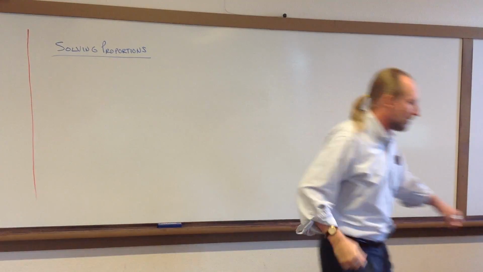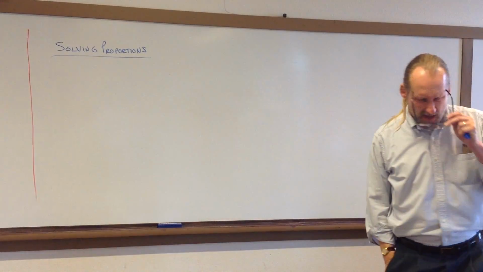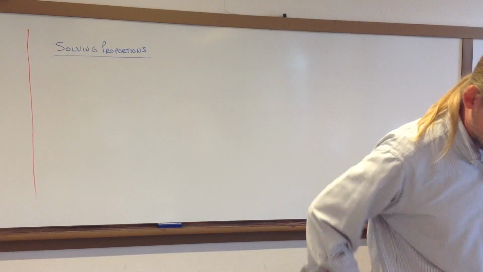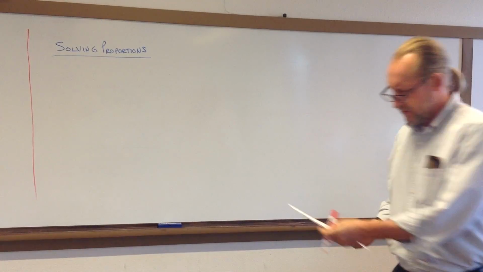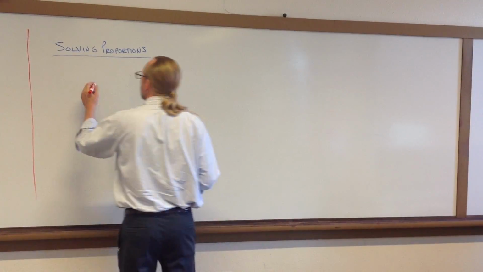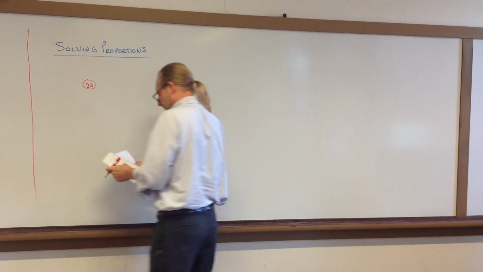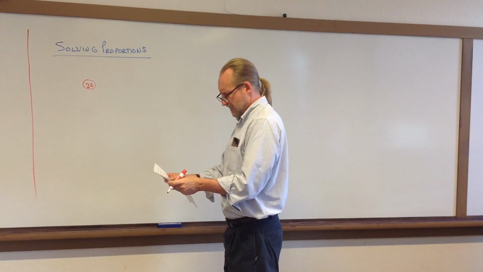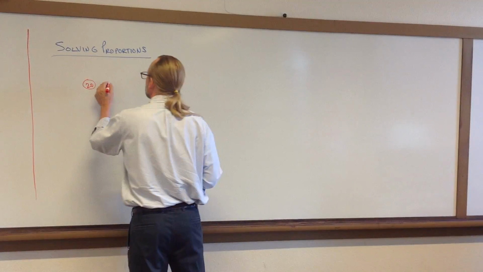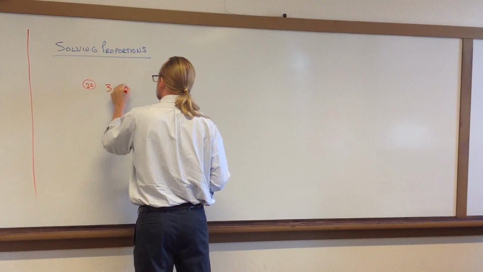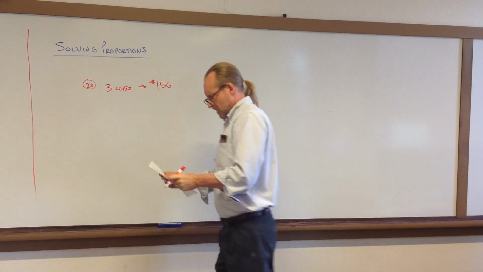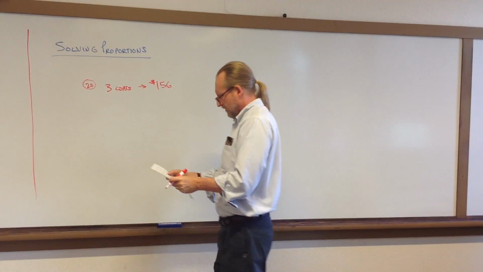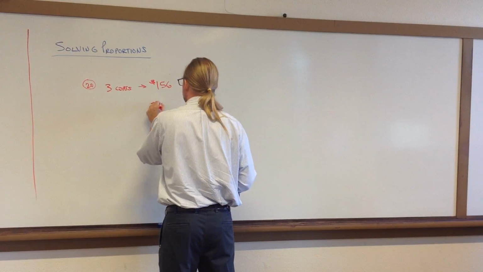All right, so that was problem 18. Let's see here. What else? Well, let's look at problem 20. So problem 20 is saying that 3 coats cost $156. And the question is, how many coats can be bought for $364?